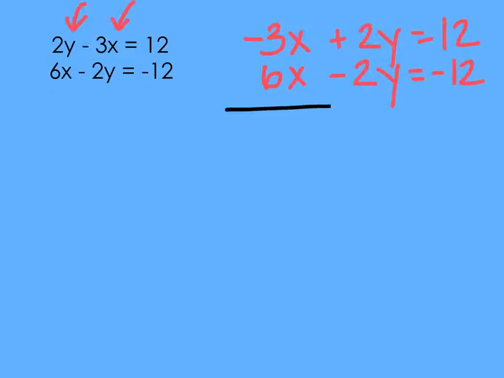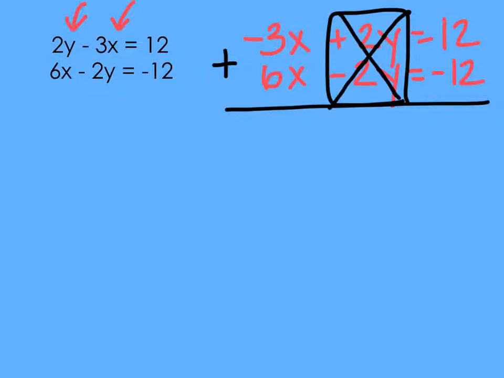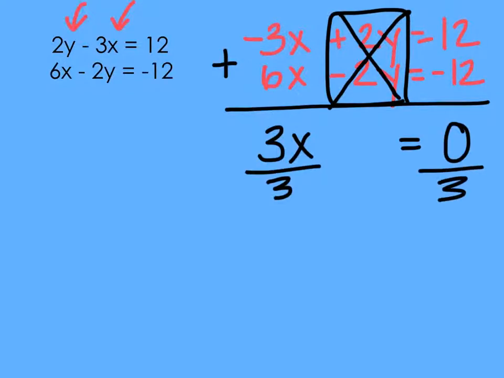If I go to solve these two, I can see right here that my y's are opposites. If I want them to cancel, I'll add. That will eliminate my y's. That gives me 3x. 12 plus negative 12 will give me 0. I can divide both sides by 3 and get x equals 0.